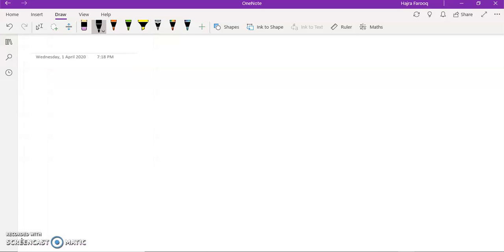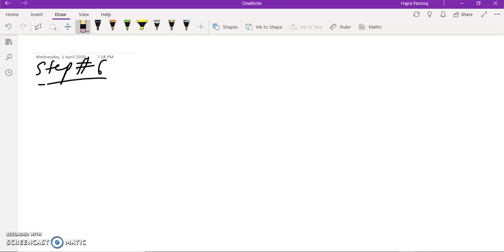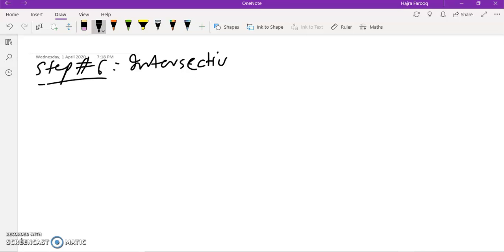Okay, next part is step number 6. In this you have to find the intersection with the imaginary axis. Sorry for this, it's not visible.